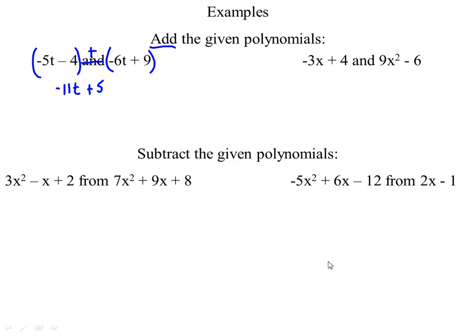What is the classification? It is a binomial. And what is the degree? It is 1, because there's a 1 there.